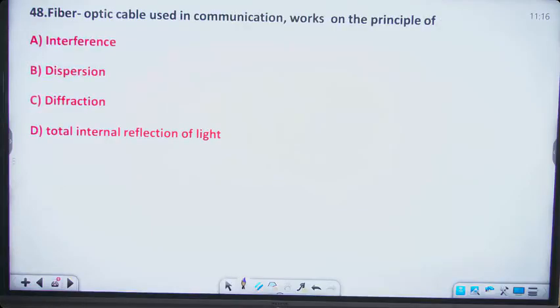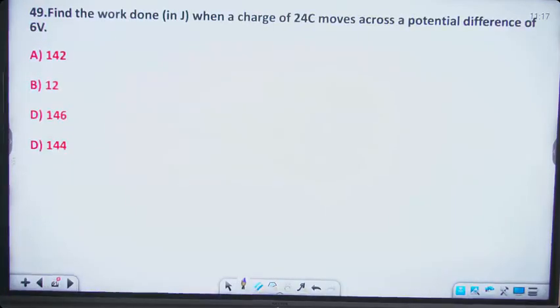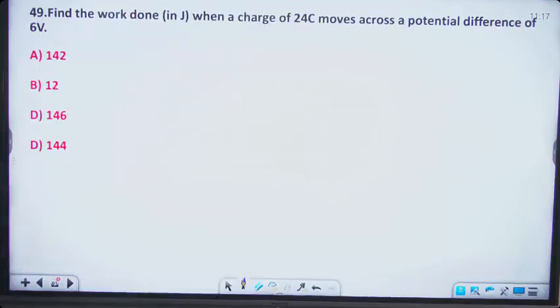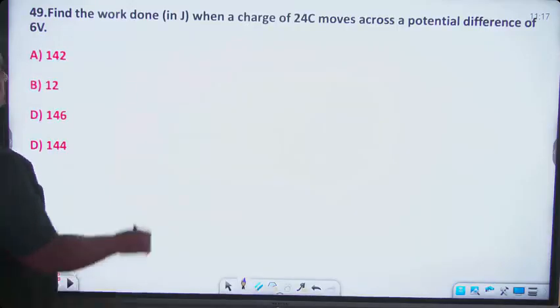Then fiber optical cable used in communication works on the principle of total internal reflection of light. Then find the work done in joules when a charge of 24 coulombs is moving through a potential difference of 6 volts. So here in this particular case, we have got one particular formula, work done in joules.